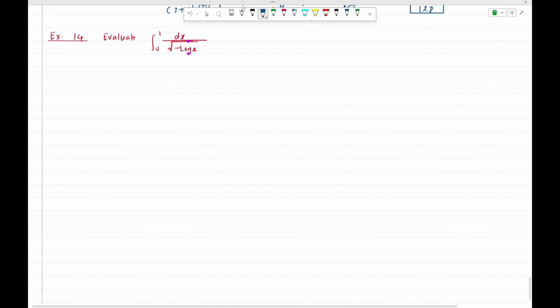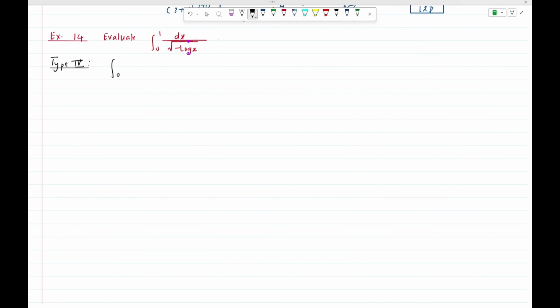Now let's move on to the final type. The final type is type 4. So type 4 is the integral from 0 to infinity of x raised to a divided by a raised to x dx, and this is evaluated as 1 over log of a raised to a plus 1, and then here we will have gamma of a plus 1. These types of numericals are very straightforward.